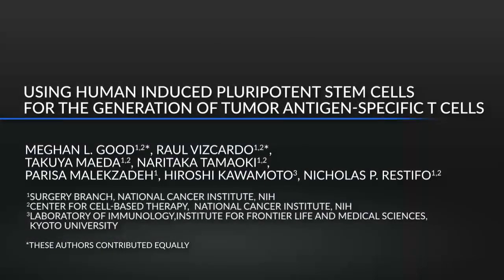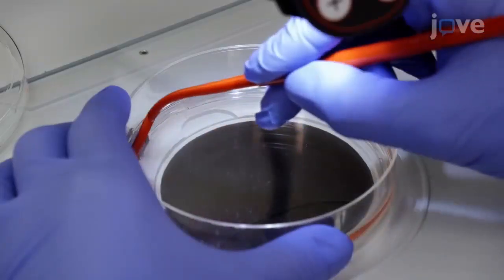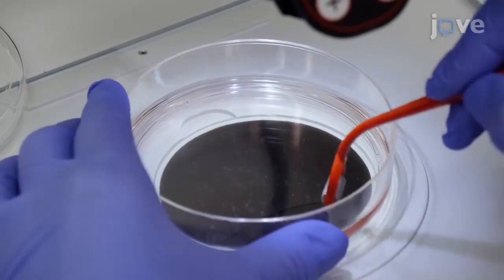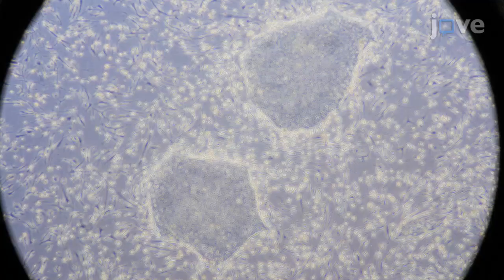We present a method to generate human-induced pluripotent stem cell-derived tumor antigen-specific CD8 alpha-beta single-positive T cells by using the OP9 delta 1 co-culture system. This method is a powerful tool for in vitro T cell generation and will facilitate the development of in vitro-derived T cells for use in regenerative medicine and cell-based therapies. It can also be adapted for the generation of other lymphocytes like NK cells.